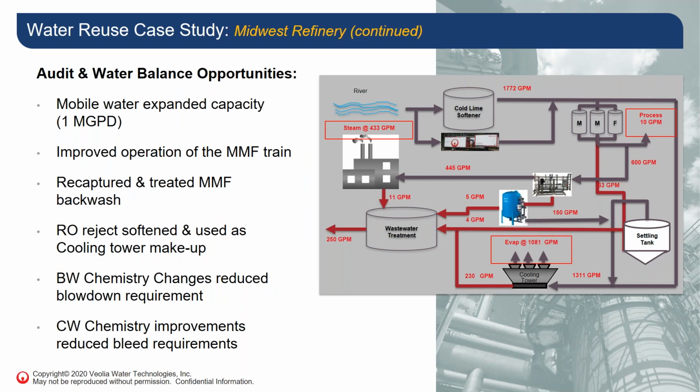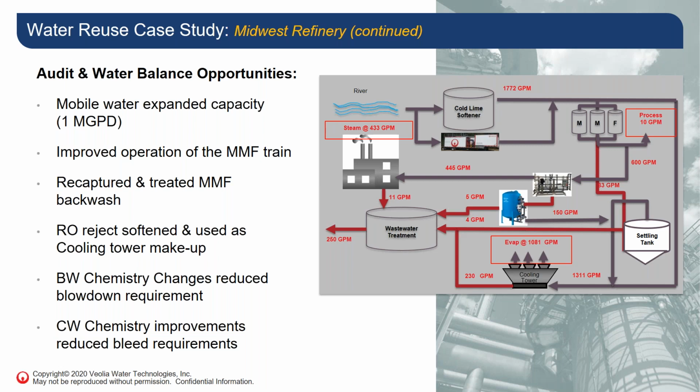Well, the plant produced about 2,000 GPM of water, 1,772 gallons of water. We brought in the mobile water unit to put a side stream in parallel with the cold lime softener. And what that did is it allowed the cold lime softener to produce a more consistent output and actually enhance the total capacity of the pretreatment so that the refinery could rely upon the water that it was being sent.